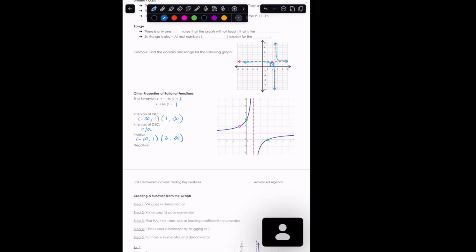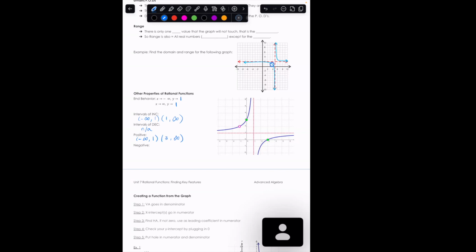If you are wondering, hey, should I put a bracket on 3 or a parenthesis on 3? Well, it depends. Do you think 0 is a positive number or a negative number? Well, it's really not either, right? So I'm going to put a parenthesis on that because I'm not going to consider 0 a positive number. It is neither positive nor negative.